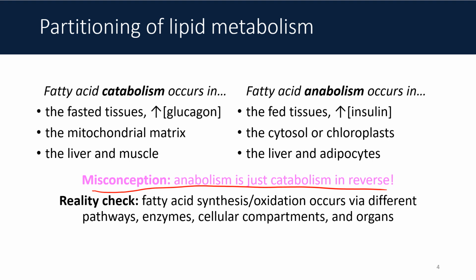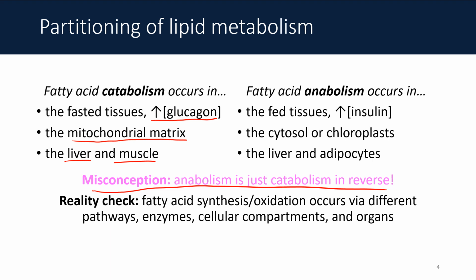Starting with fatty acid catabolism, aka beta oxidation, it's going to occur steadily in most tissues, but we're going to notice an uptick in the rate of it in cells that present lots of glucagon receptors. In terms of location, this chemistry occurs exclusively within the mitochondrial matrix. And at an organ level, it does occur broadly in most tissues, but we see a lot of beta oxidation occurring in liver and muscle tissue.